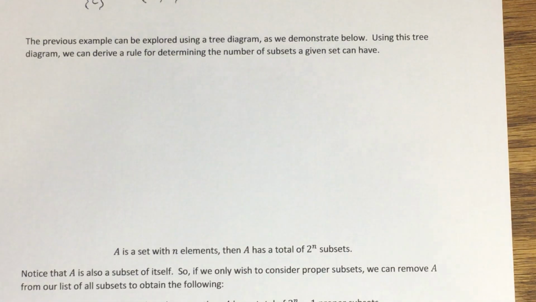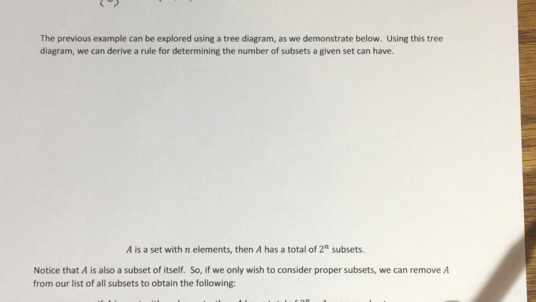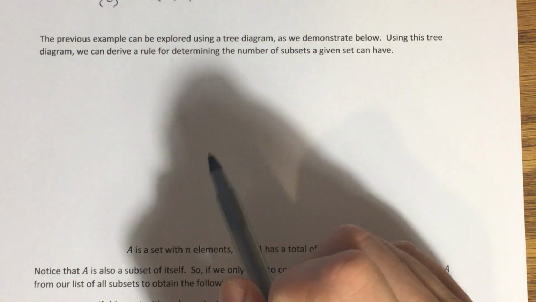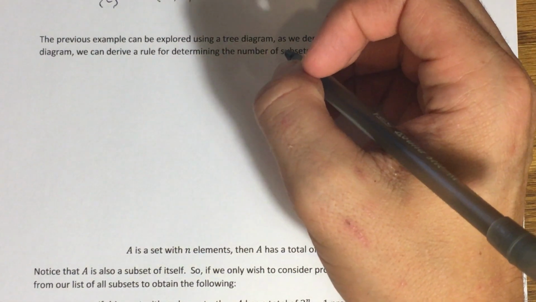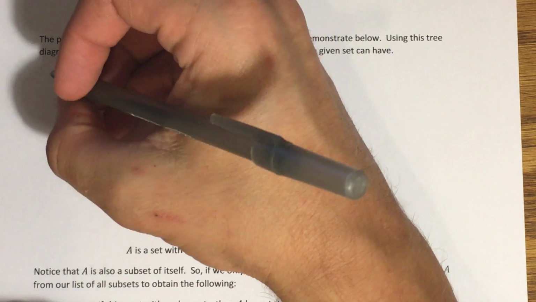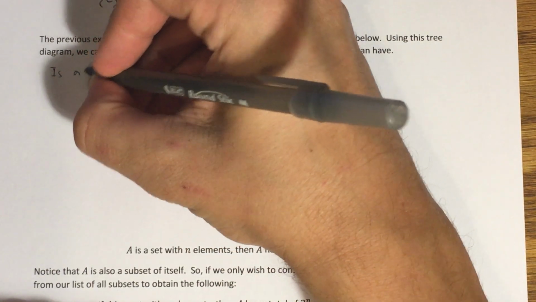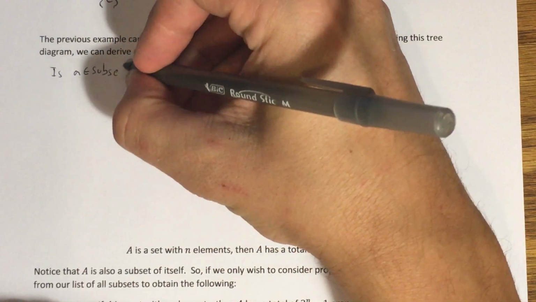In order to determine that, we're going to redo that example up here without listing the sets, but taking a different perspective. We're going to create a tree diagram, okay? And the tree diagram is going to ask a question regarding each element. So I'm going to say, is A in the subset?